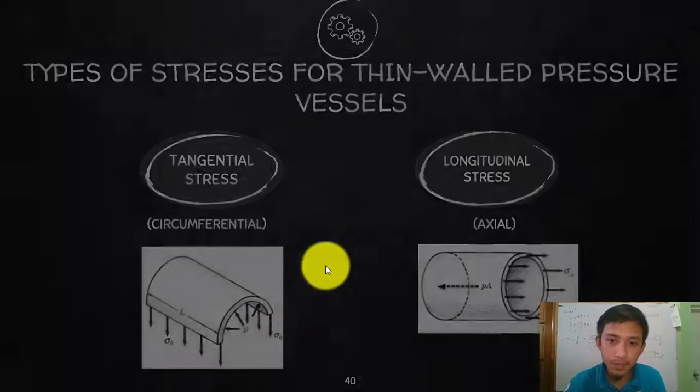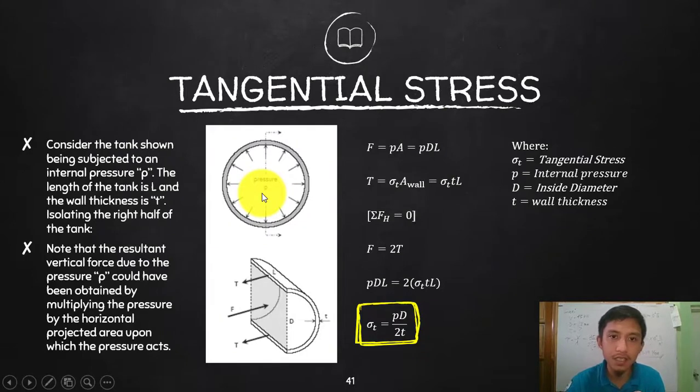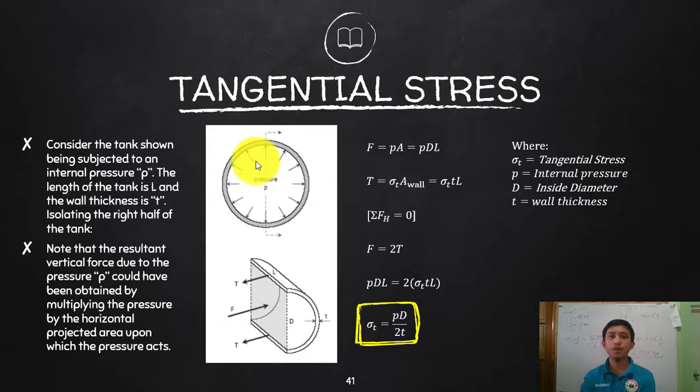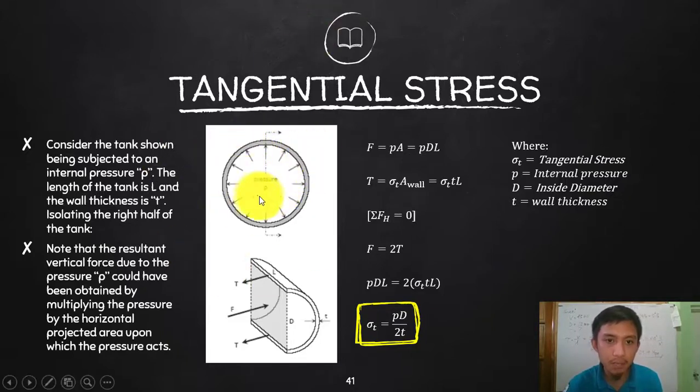Okay, so those are the two types of thin walled stresses. So first, the question there is, how are we going to find out this force that is exerting an effort for us to have this tangential stress and then for us to have this longitudinal stress? That is what we call the bursting pressure P.